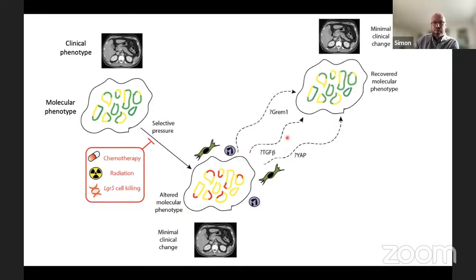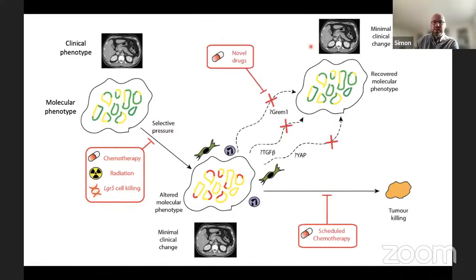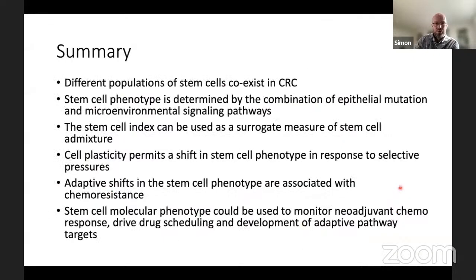Sadly, there are then pathways that can become activated, such as TGF-beta, such as YAP, that are allowing the tumor to recover its molecular phenotype. So there is this sort of recovery phase. And what we really need to be doing, we think, is applying novel drugs to inhibit these adaptive pathways. And then perhaps if we do that, we have the capacity to schedule our chemotherapy carefully and sensibly based on the measurement of molecular phenotype to enable effective tumor killing. So lots of information there.